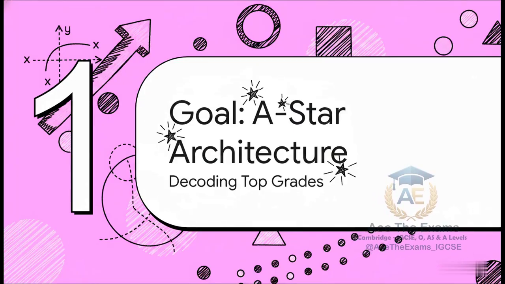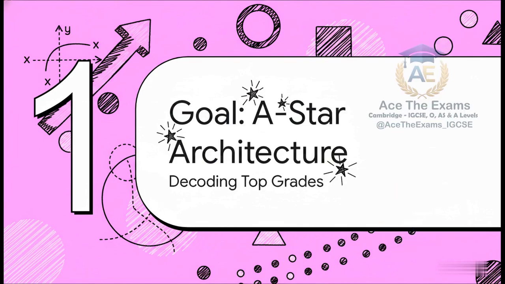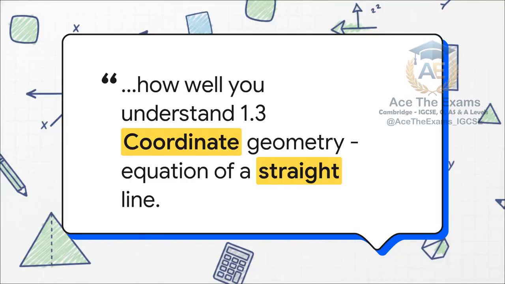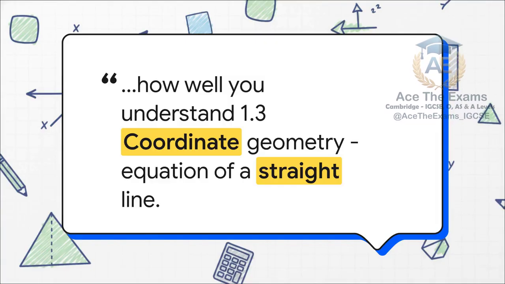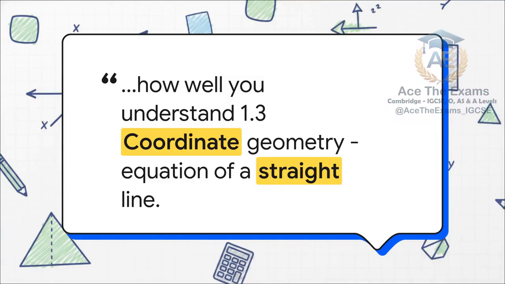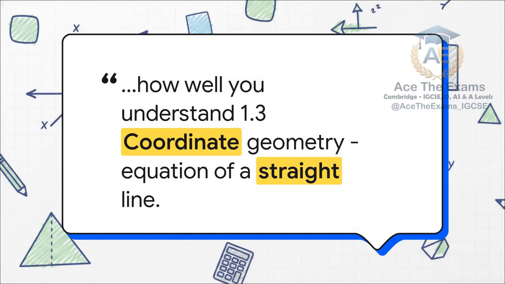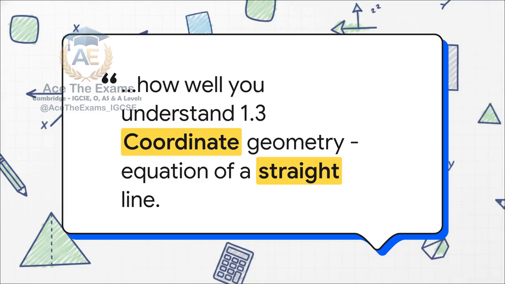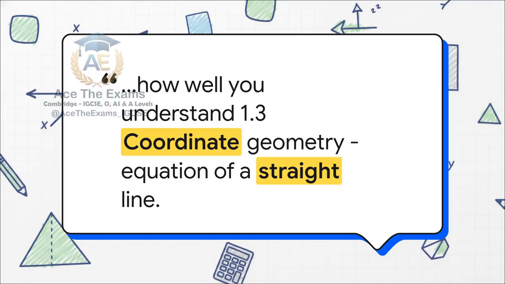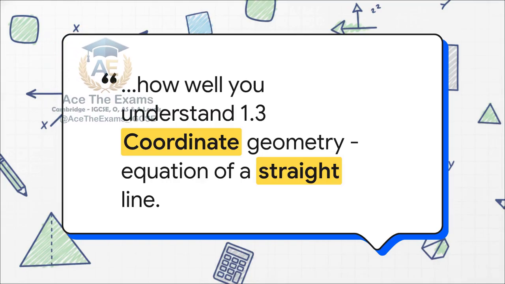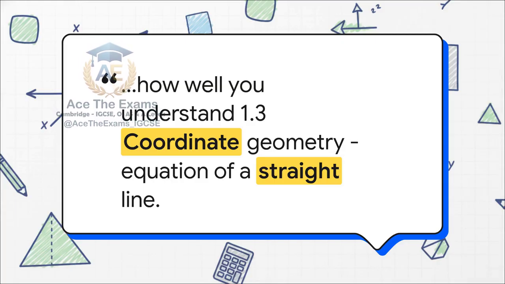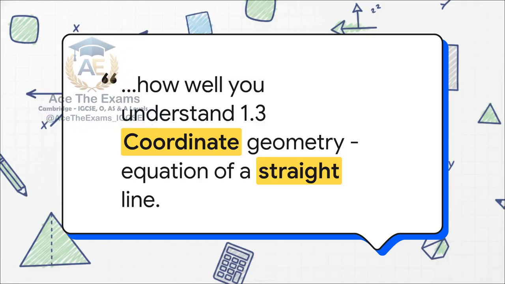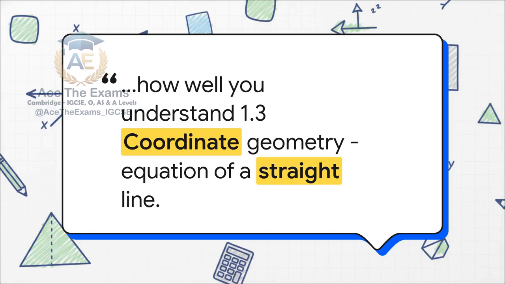The goal, A-star architecture. We're decoding the pathway to top grades right now. Now, listen to this quote directly from senior examiners. It completely sets the stakes for us. Mastering the equation of a straight line is literally your core code base for reaching that top tier. I know, it might sound like a super basic foundational topic, but trust me, it is the central node. It connects multiple, massive branches of your entire syllabus. If this code base is flawed, if there's even a slight error in your logic here, your entire application just crashes during the exam. We can't have that happen.